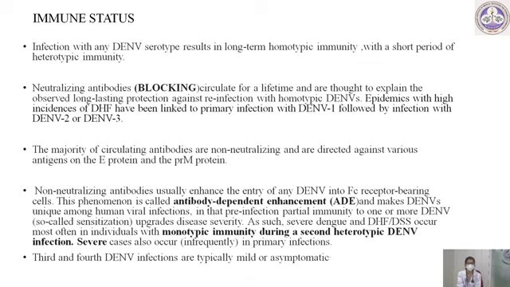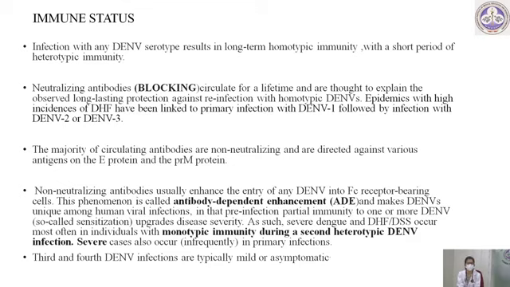Talking about the immune status, infection with any dengue virus results in long-term homotypic immunity, that is immunity to the serotype with which the host was infected, and a short period of heterotypic immunity. There are two kinds of antibody in dengue virus, neutralizing and non-neutralizing. Neutralizing antibodies are a kind of blocking antibodies which circulate for a lifetime and are thought to explain the long-lasting protection against reinfection with homotypic dengue viruses.